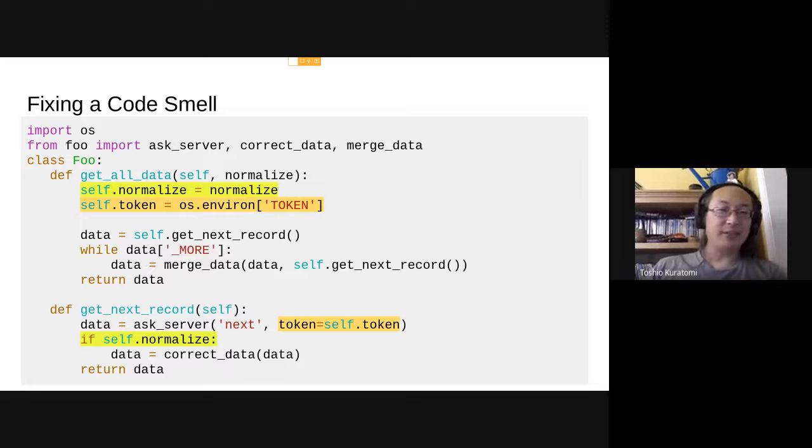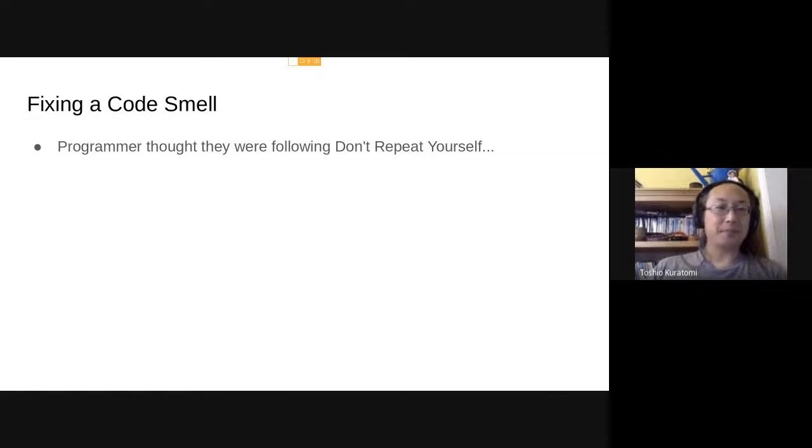Then I look and I see self.token is kind of doing the same thing. The only difference is that self.token is being set from the environment variable os.environToken, not being passed into the getAllData function. Okay, so I kind of have an idea now what the programmer was trying to do, and why I think this is a bad thing.